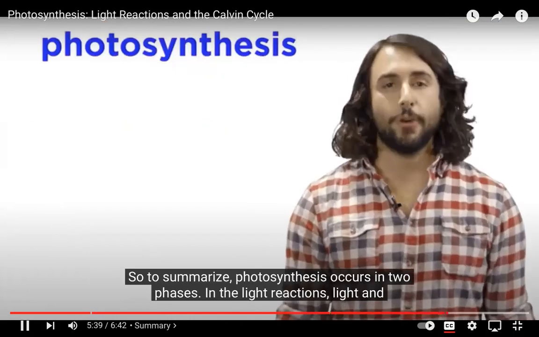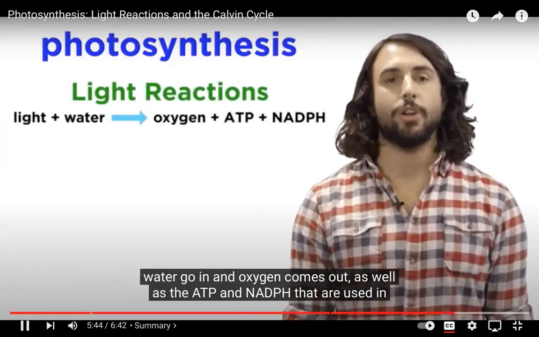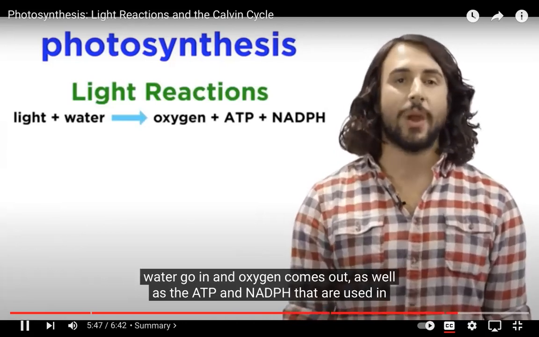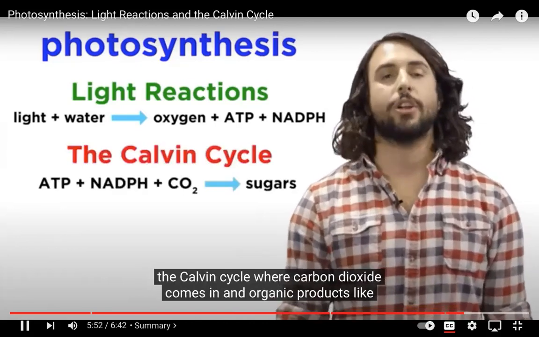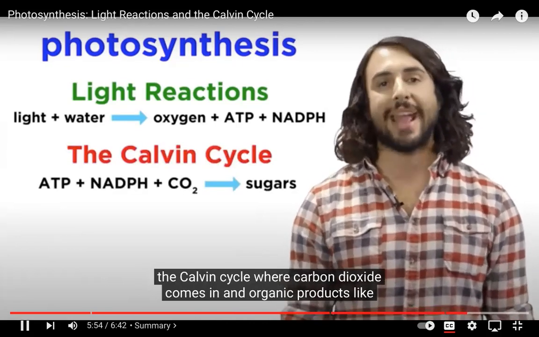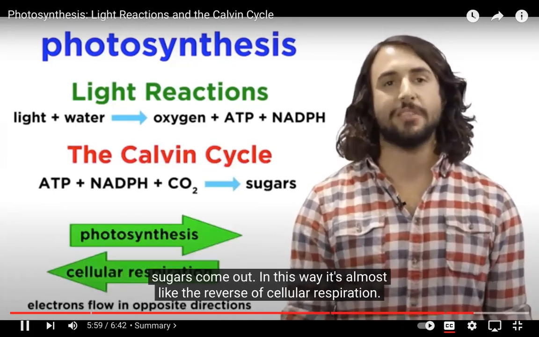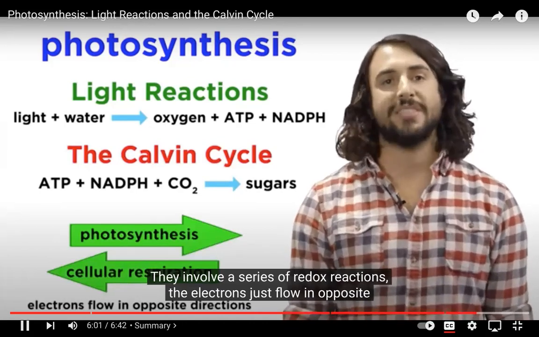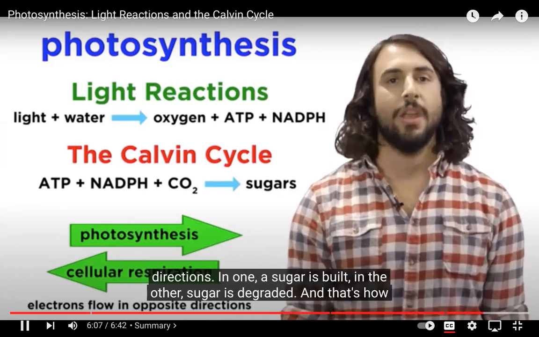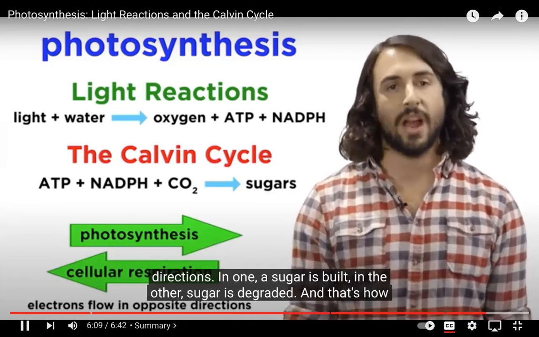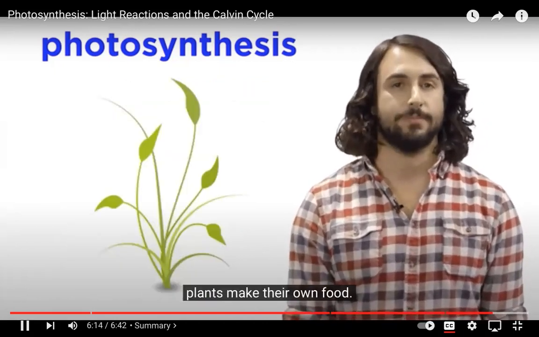So to summarize, photosynthesis occurs in 2 phases. In the light reactions, light and water go in, and oxygen comes out, as well as the ATP and NADPH that are used in the Calvin cycle, where carbon dioxide comes in and organic products like sugars come out. In this way, it's almost like the reverse of cellular respiration. They involve a series of redox reactions. The electrons just flow in opposite directions. In one, a sugar is built. In the other, a sugar is degraded. And that's how plants make their own food.